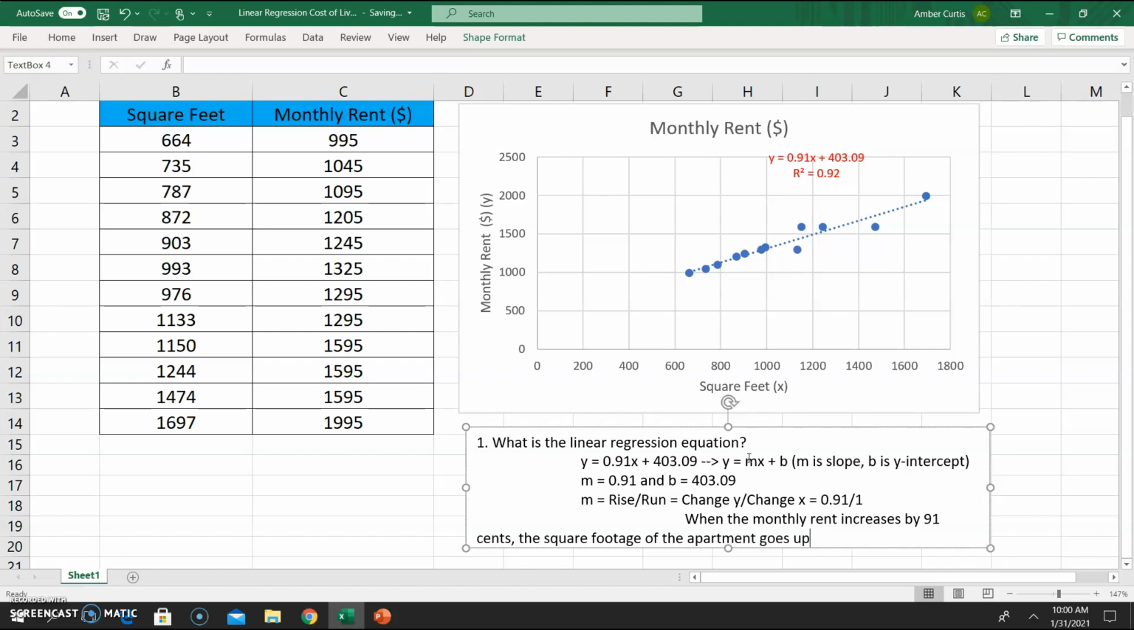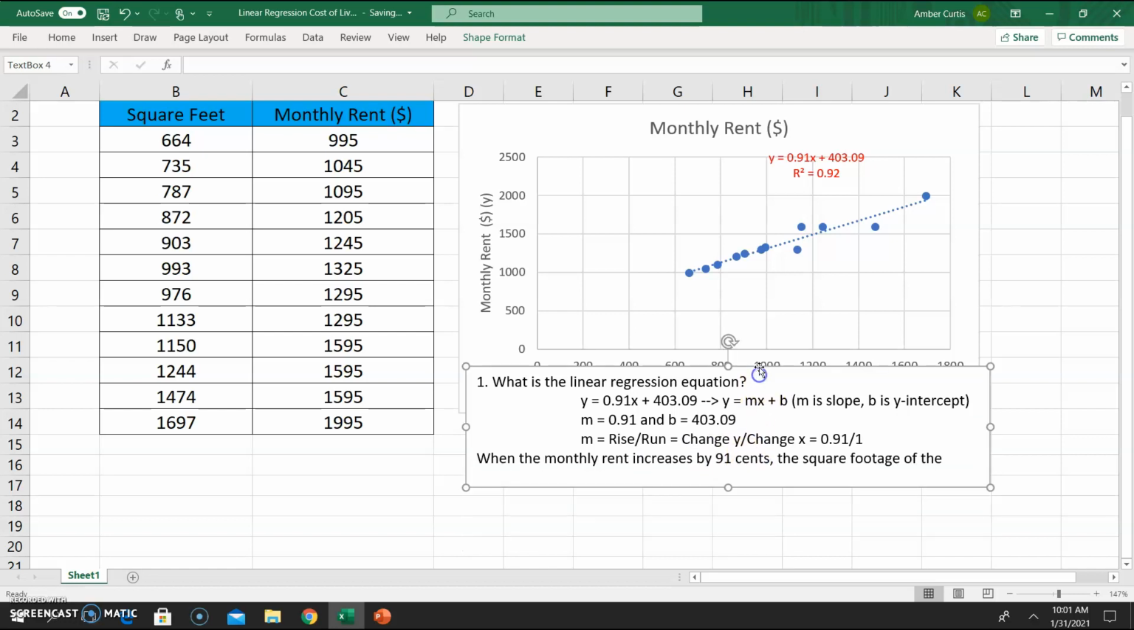Apartment goes up by 1 square foot. Basically, for every increase of 91 cents, we can get an apartment that is just one square foot larger. Now, our y-intercept, like I said before, that b is the price we pay for a 0 square foot apartment.